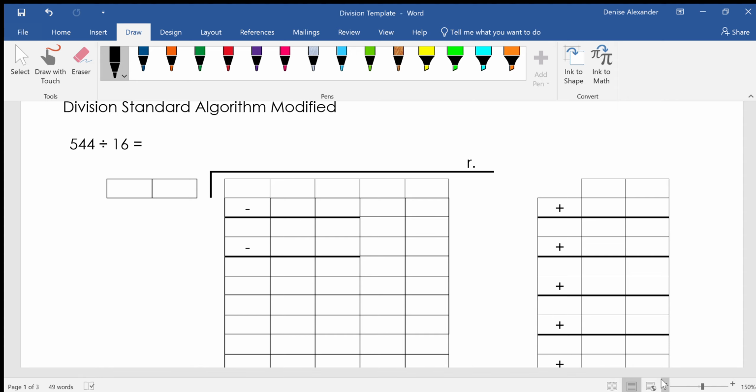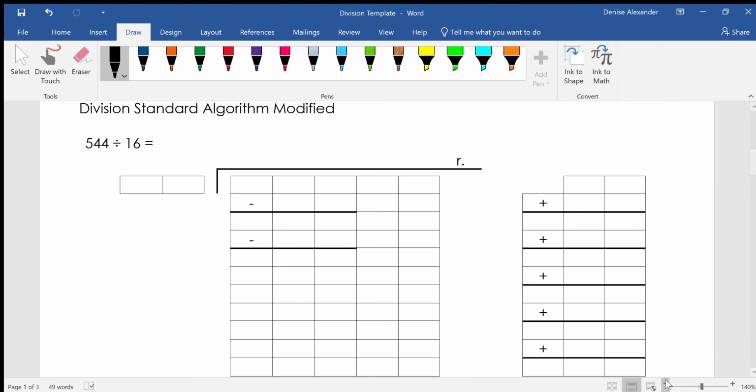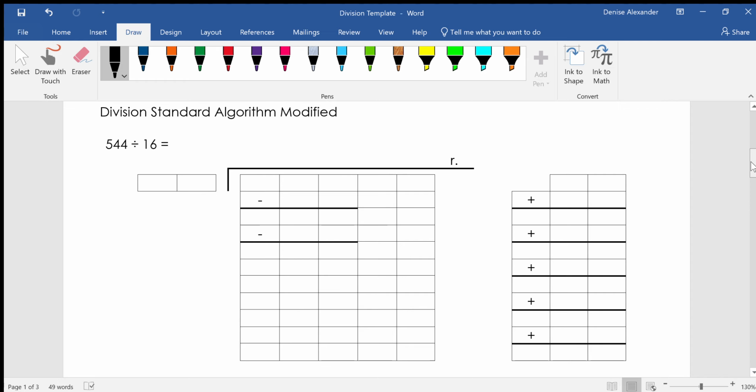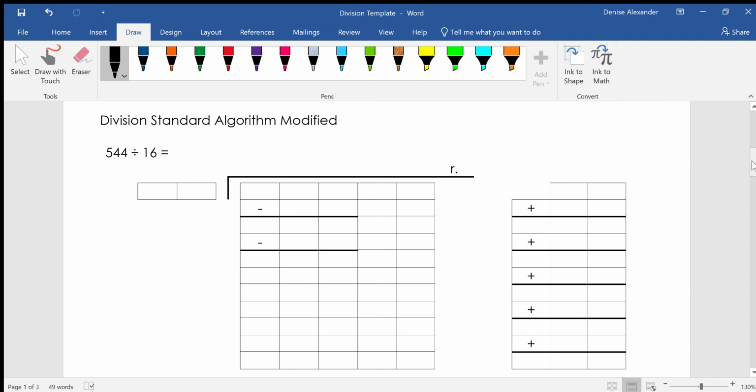Let me make it a little smaller so I can get it all on the page so you can see. Now, are you guys ready? Here we go. So the first thing I'm going to do is I'm going to put my numbers in. I know my divisor goes on the outside, and my dividend goes on the inside. Oh, I need to make sure I write the right numbers, you guys. There you go.